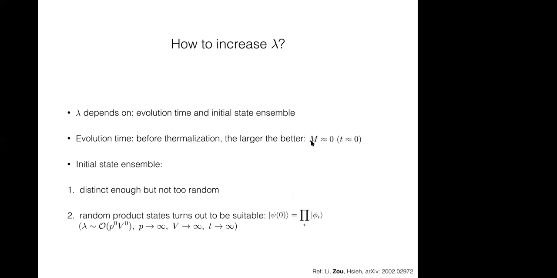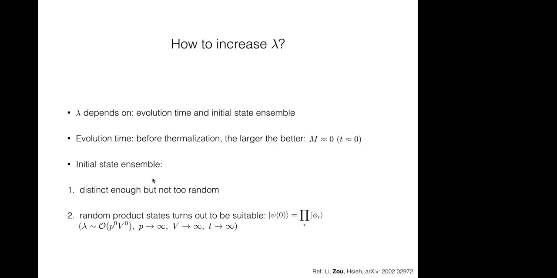Recall lambda is the gap of the matrix M transpose M over p. And M is the difference between the expectation values of some operator. So when the evolution time is very small, the matrix M is also very small. So lambda is very small. So we want the evolution time to be larger to obtain a larger lambda. But making the time too large is also not very useful, because after thermalization for a generic Hamiltonian, the information of the local operators just doesn't change too much. So we do not gain too much after waiting for longer than the thermalization time.